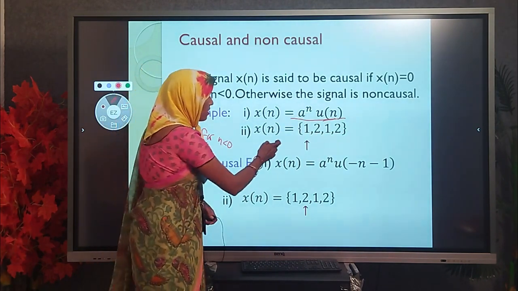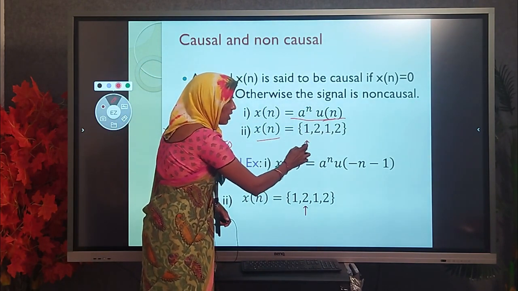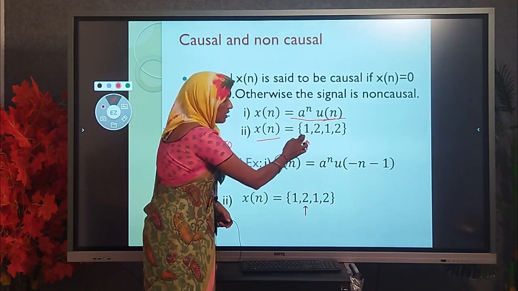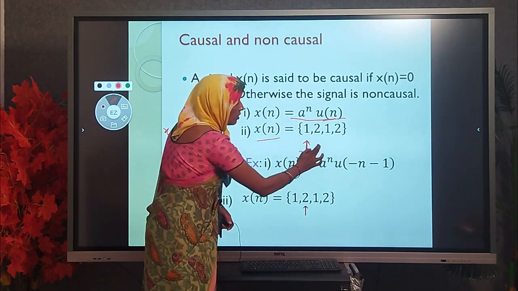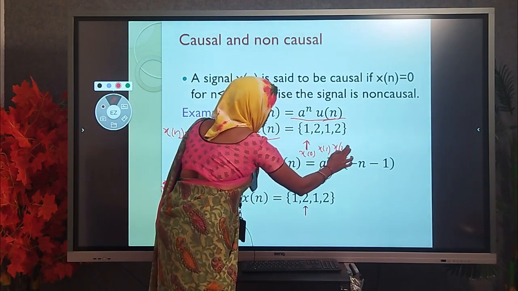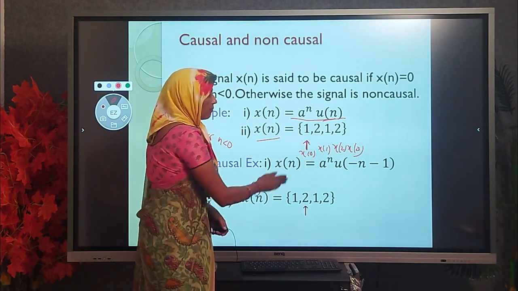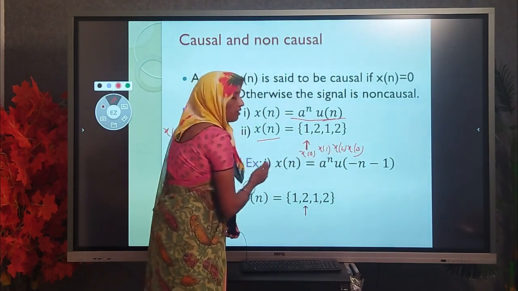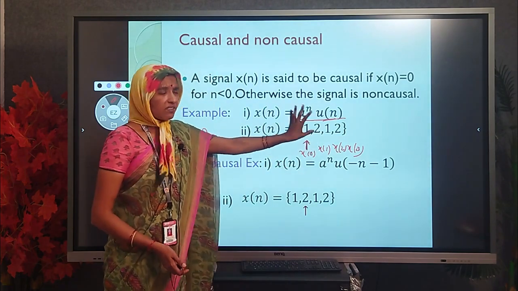Another example, x of n equal to 1, 2, 1, 2. Here the arrow mark is indicated. Now this is the 0th sample, so x of 0, x of 1, x of 2 and x of 3. So here the arrow mark indicates the origin. These are all positive values of n, and this is the best example of a causal signal.